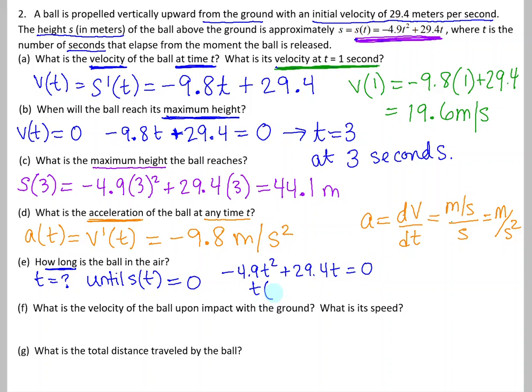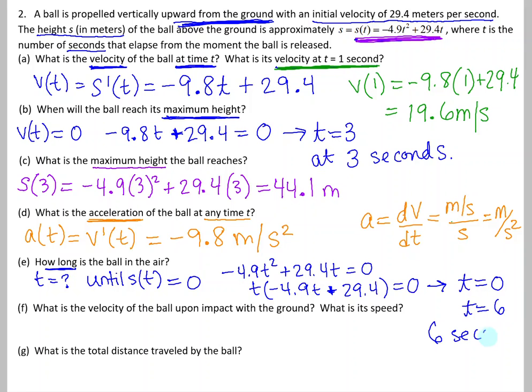t factors out to give us t times negative 4.9t plus 29.4 equal to 0, which gives us two values, t equals 0 and t equals 6. Those are the two times that the position of the ball is on the ground, or the position equals 0. Of course, the position is 0 at first because the ball was thrown upward from the ground, but t equals 6 is when the ball hits the ground again. So how long is the ball in the air? We answer the question with that second t value, 6 seconds.